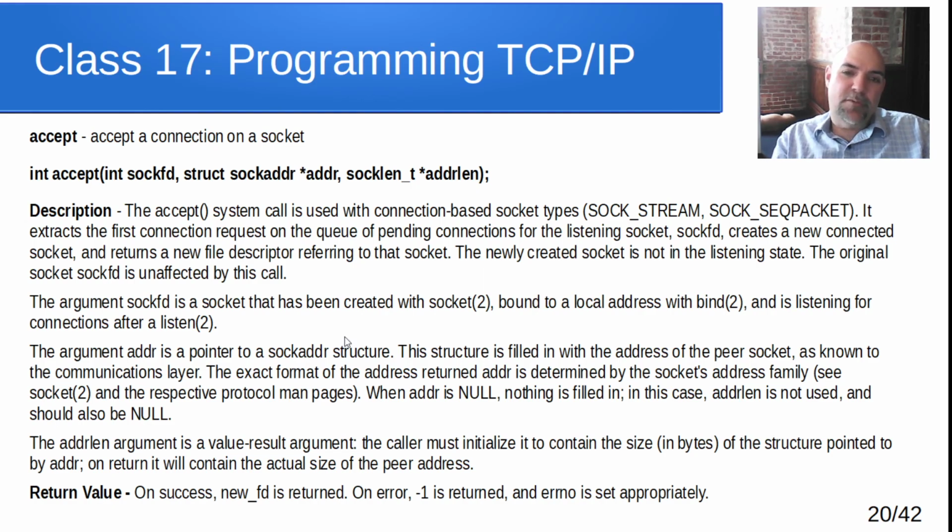And then notice the last one, the addrlen argument, is a value-result argument, meaning you put a value into it that says how big in bytes the structure is. And then on return, it contains the actual size of the peer address, which is generally going to be the same as what you put in.